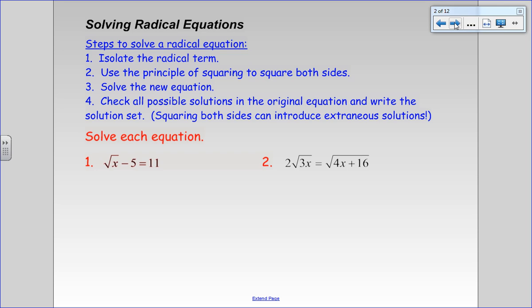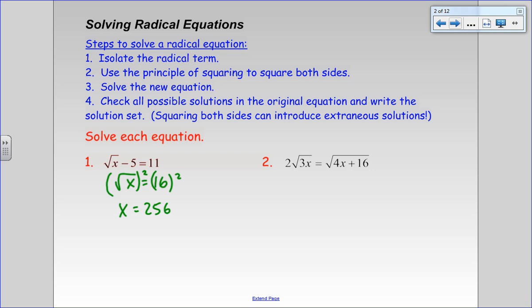Let's look at some examples. Our first equation is the square root of x minus 5 equals 11. Our first step would be to isolate the term containing the radical symbol. So we can add 5 on both sides to obtain the square root of x equals 16. Next, we can square both sides of the equation using the principle of squaring to obtain x equals 256. Clearly, the solution of that equation is 256, but we need to check to see if this is a solution of the original equation as well.